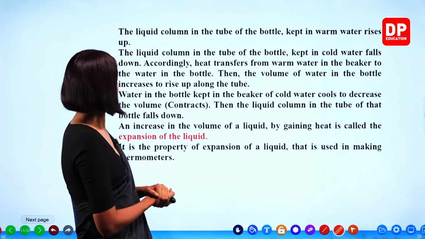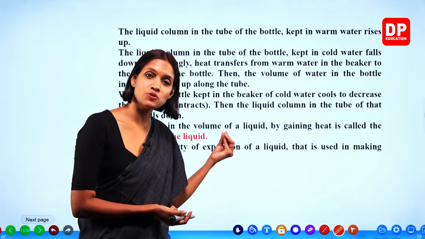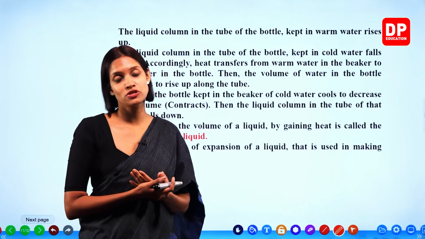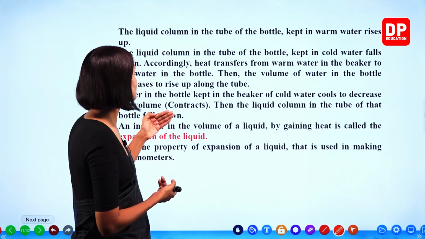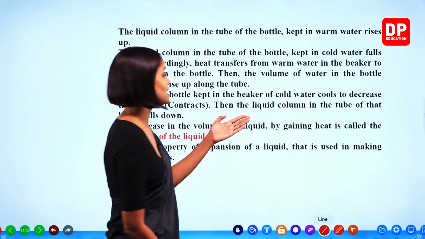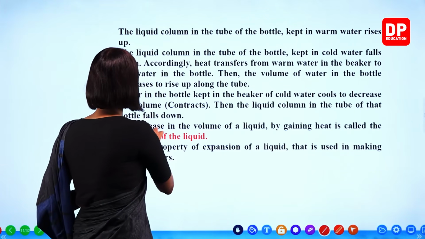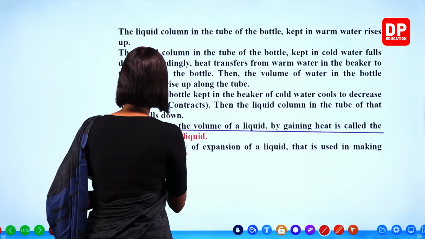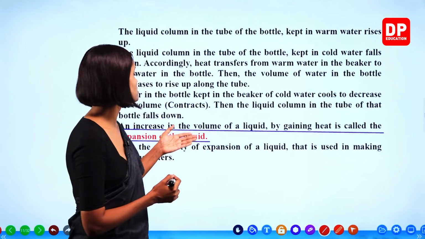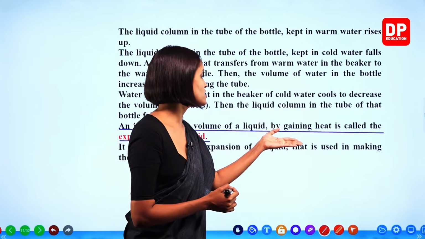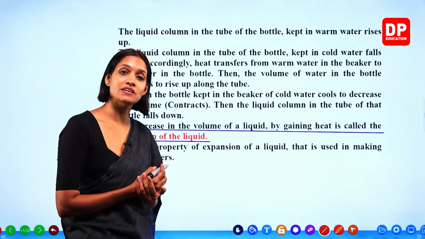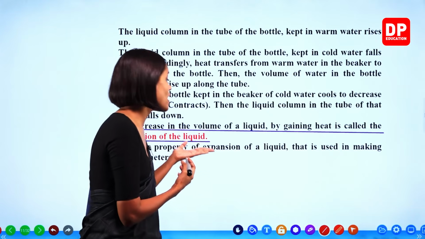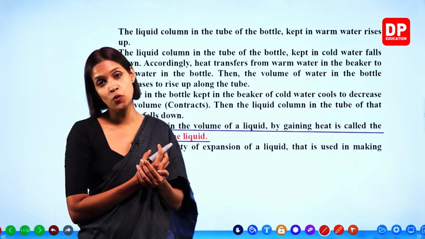Right, children? So this incident is known as expansion. Increase in the volume is known as expansion. Decrease in the volume is known as contraction. An increase in the volume of a liquid by gaining heat is called the expansion of the liquid. It is the property of expansion of a liquid that is used in making thermometers. Now next we are going to learn about thermometers.